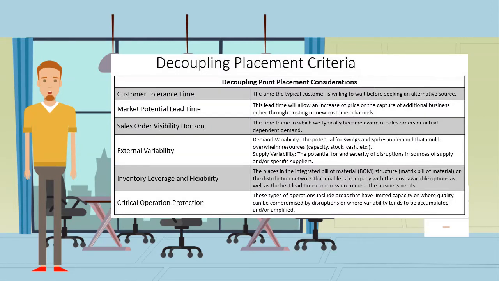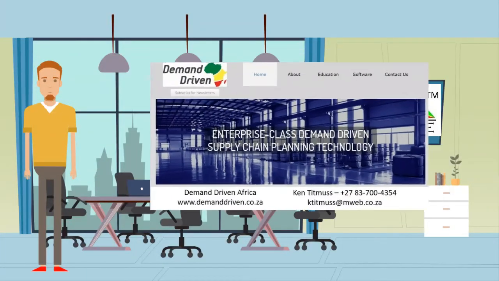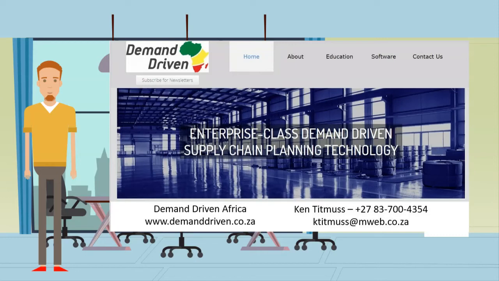If you attend a Demand Driven Institute Demand Driven Planner course, we spend some time going through the 6 positioning strategies for DDMRP buffers in your supply chain and within a manufacturing plant for the greatest benefit and reduction in this bullwhip effect.